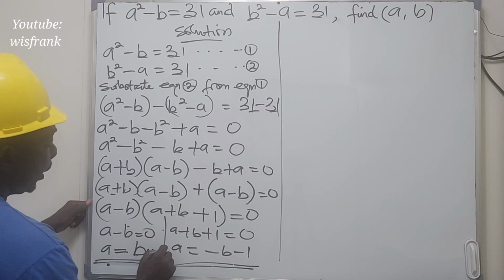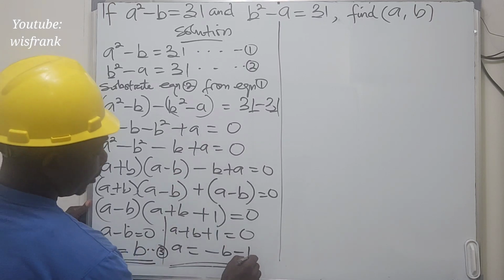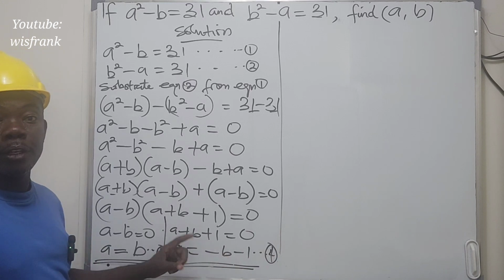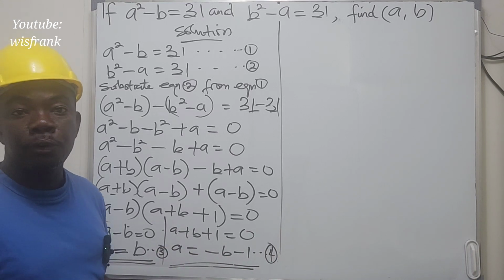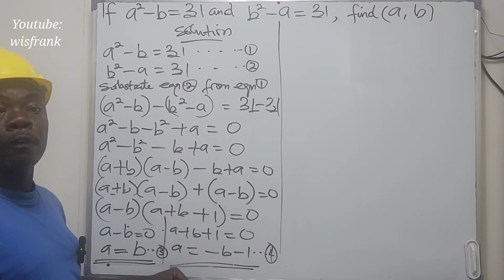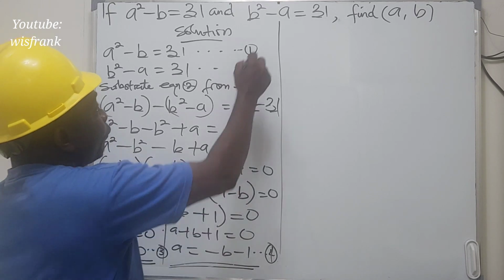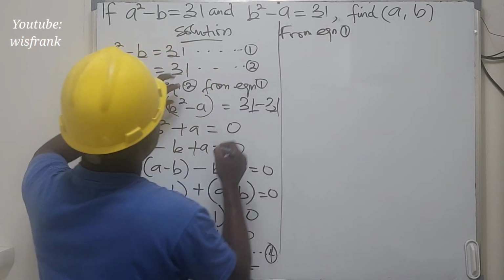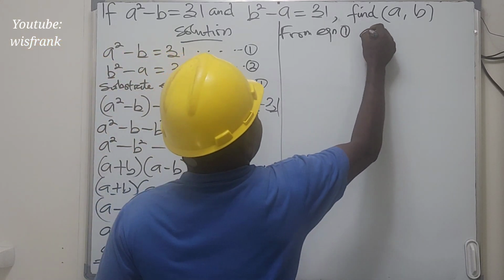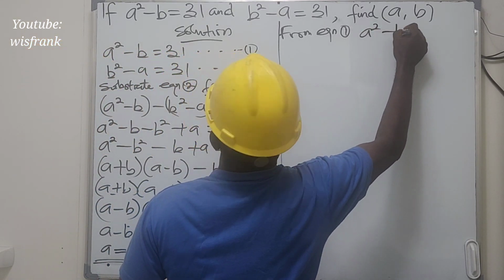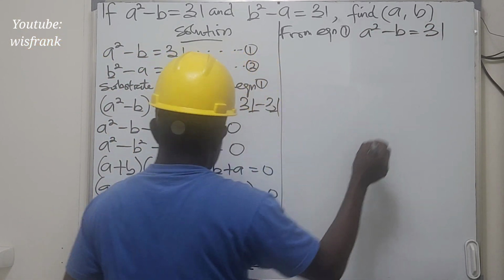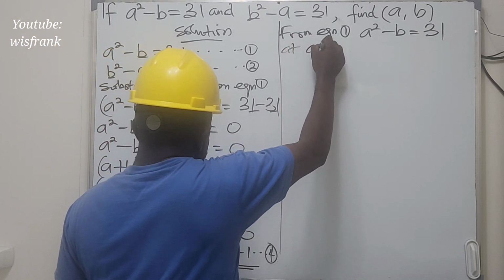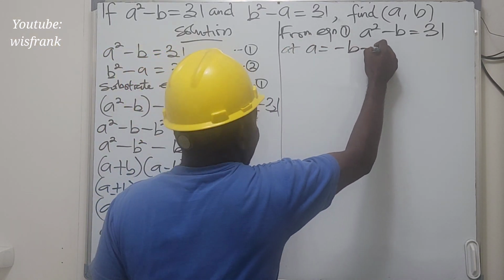Let's call this equation 3 and let's call this equation 4. So we have this as the value of a, the true value of a. So what we are going to do is look for the value of b. So let's take equation 1, where we have a to the power of 2 minus b equals 31. So our value of a, let's say a equals to minus b minus 1.